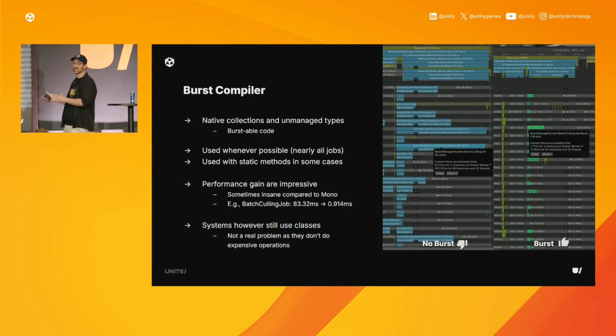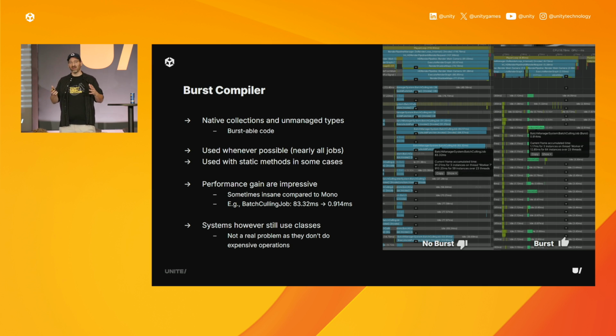So this slide is really to encourage you, if you don't already burst most of your code, do it, because you can have some real performance gain out of it. In our case, all our jobs are bursted. And in some cases, we also burst some static methods when the data structure is burstable. So if they don't access any classes and all the types are blittable, why not just add an attribute and then it's faster. So systems, however, do not use Burst.